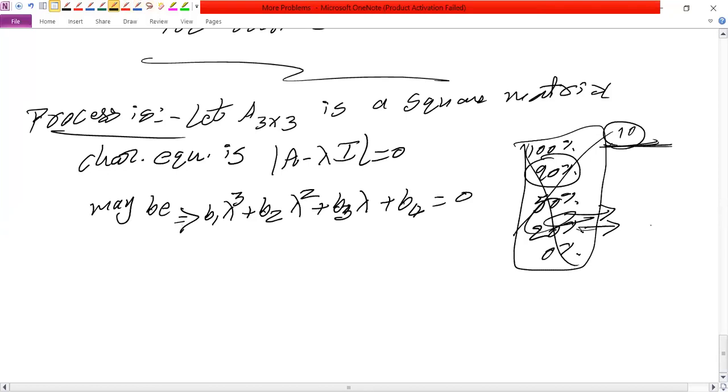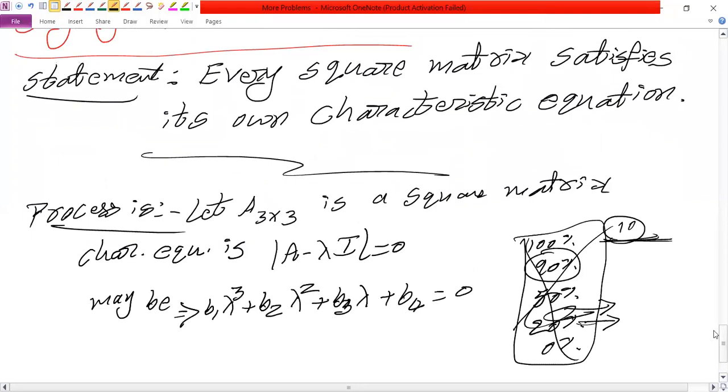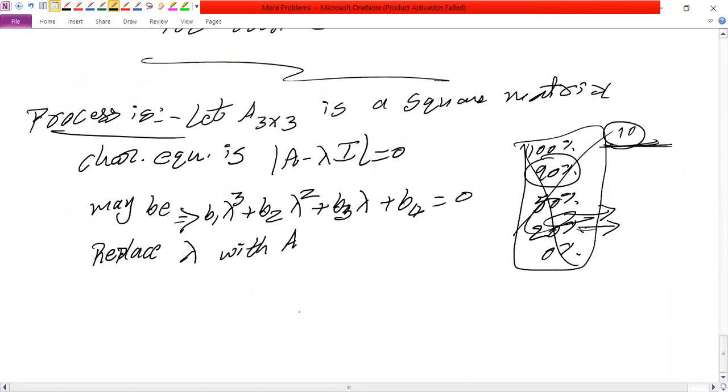Now, what is the statement of the Cayley-Hamilton theorem? Every square matrix satisfies its own characteristic equation. That means in place of lambda, we have to substitute capital A, the matrix A. I'll underline this. Actually, we have to write it in red color. So replace lambda with A, then what will we get? Tell me the reduced one.